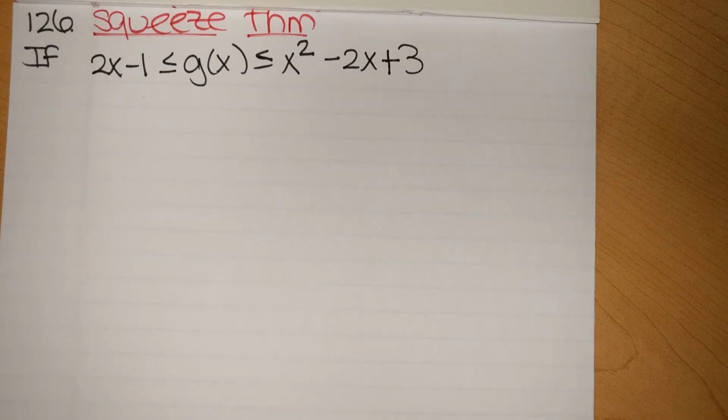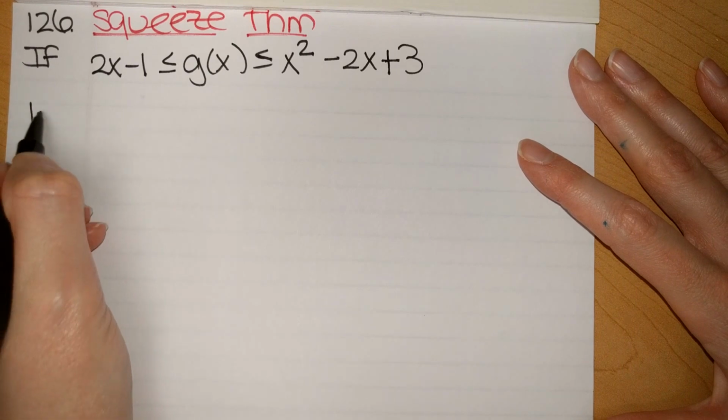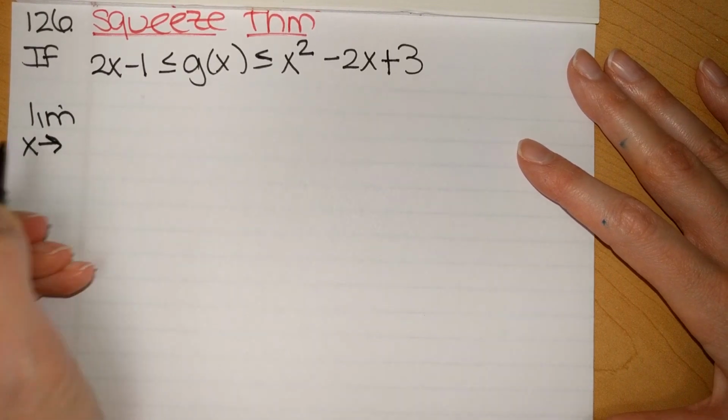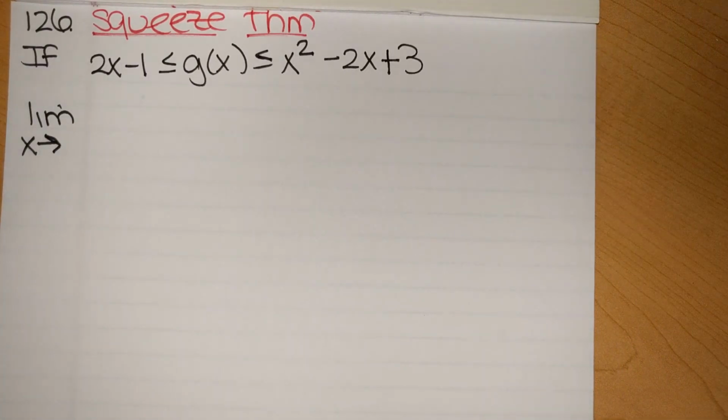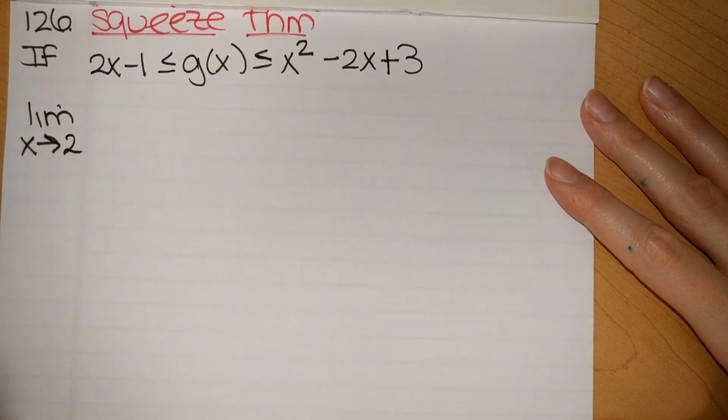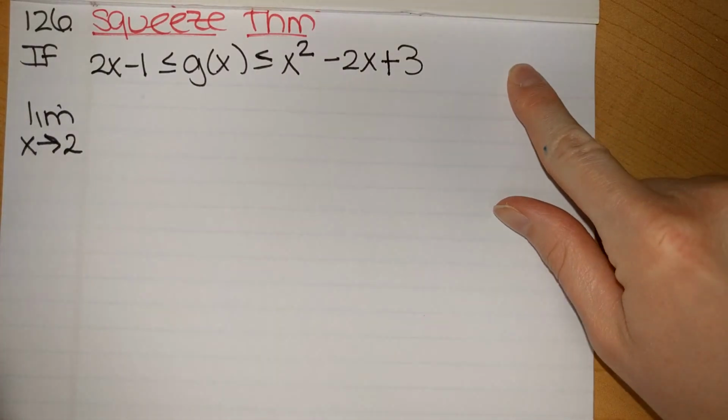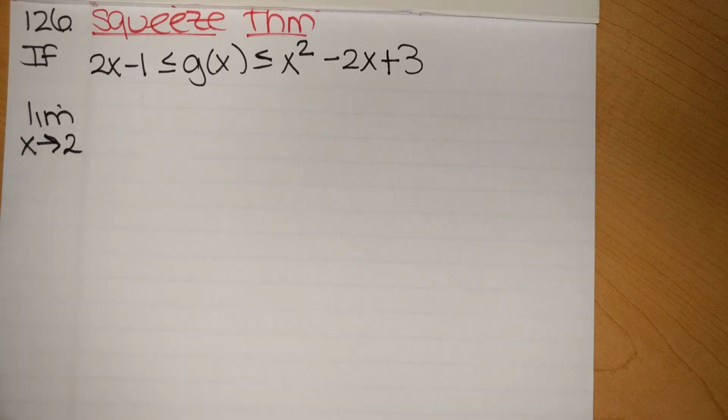All right, so the idea of the squeeze theorem is you start with an inequality, and then if you take the limit of that inequality and the left-hand side and the right-hand side are the same, then that means that the thing in the middle has to also be that number. So in this case, they're referring to the limit as x goes to 2. So what we're going to do is take our inequality and take the limit of all three sides as x goes to 2.